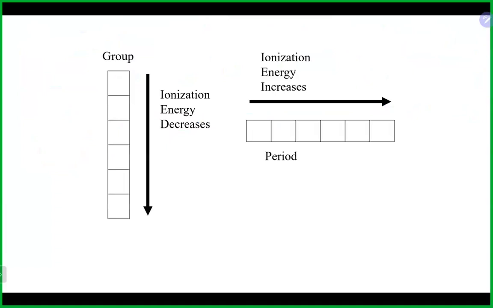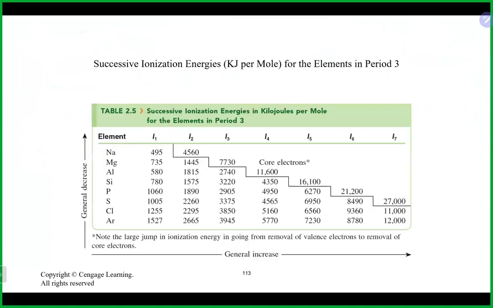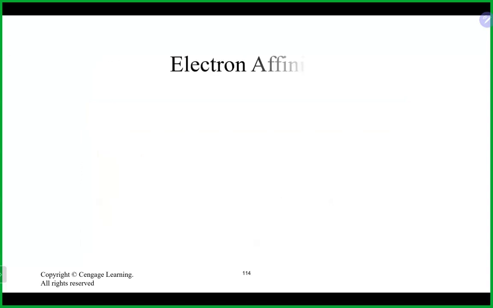As you can see, here's magnesium: 735 for the first electron, about 1400 for the second, and now you're at about 7700 to try to rip off that core electron. It doesn't do it. Look at aluminum, which makes a +3 charge. You go from 580 for the first one up to 11,600 to try to rip off a core electron, and again, it's just not going to happen based on energy.